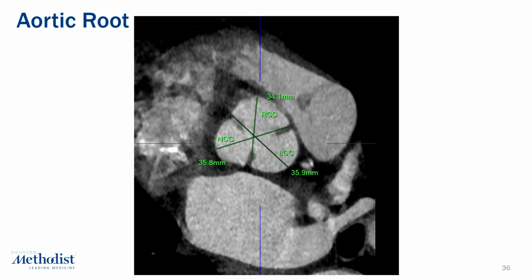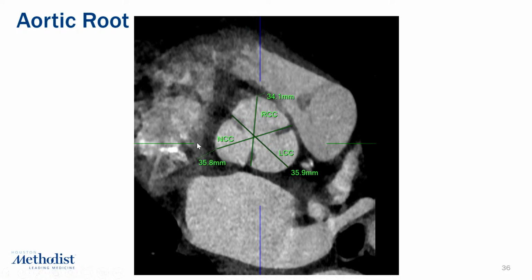The aortic root measurements commonly are done in diastole, and similarly, you want to report a double oblique view. So you do oblique in the coronal, oblique in the sagittal, so that when you get to your axial, it's a double oblique view. You have your three cusps here, the right cusp, the non-cusp, and the left coronary cusp.